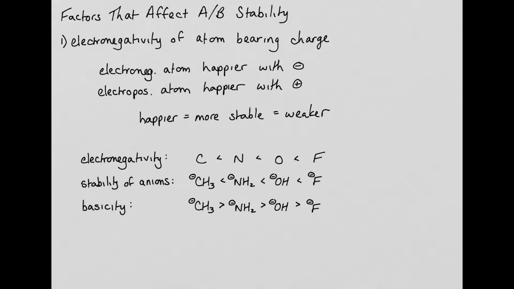Remember that the acidity of the conjugate acids of these bases is inversely related to the strength of the bases. Therefore, we will see the reverse trend for the conjugate acids of these bases. Because CH3- is the strongest base, its conjugate acid will be the weakest acid, followed by ammonia, water, and finally hydrofluoric acid, which is the strongest acid of these four.